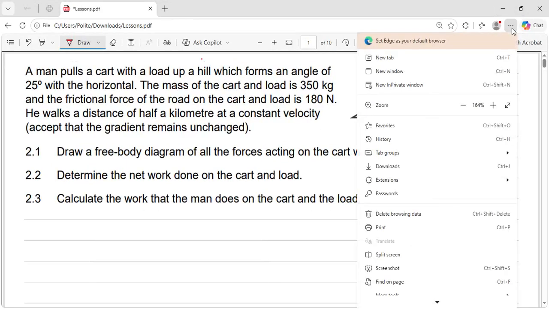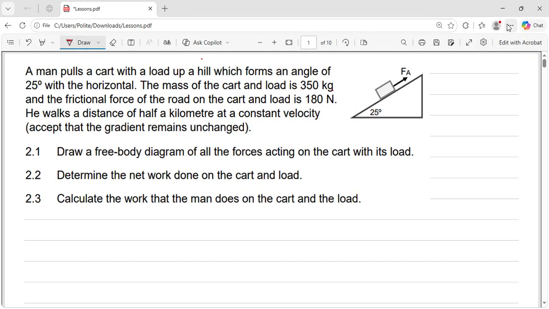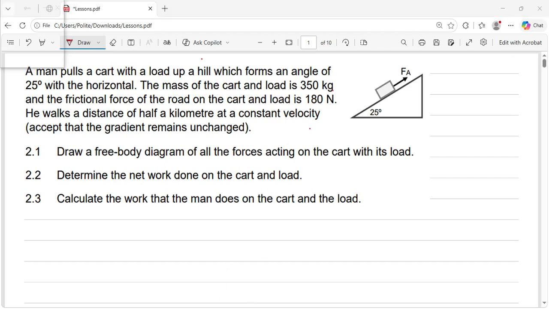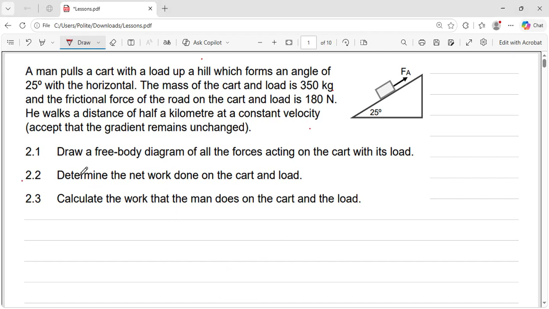Okay, great, 12. So on this one, we are working on work, energy, and power. So this is what we have. Look at the question. It says that a man pulls a cart with a load up a hill which forms an angle of 25 degrees with the horizontal, and they tell you that the mass of the cart and the load is 350 kg, and the frictional force on the cart and the load is 180.